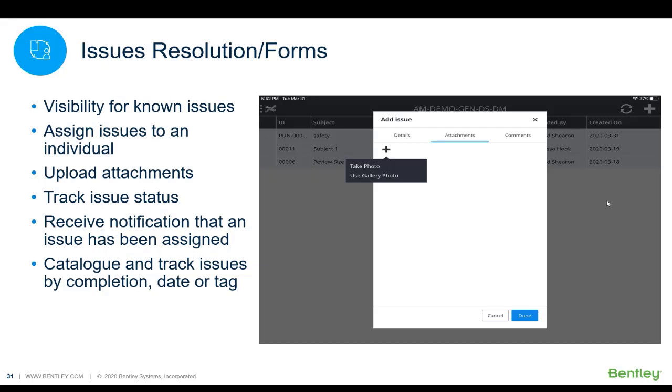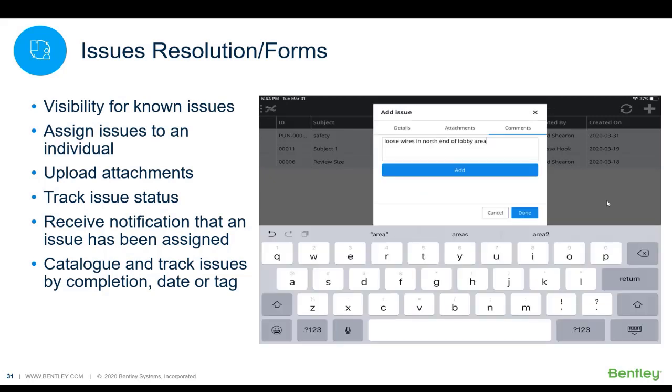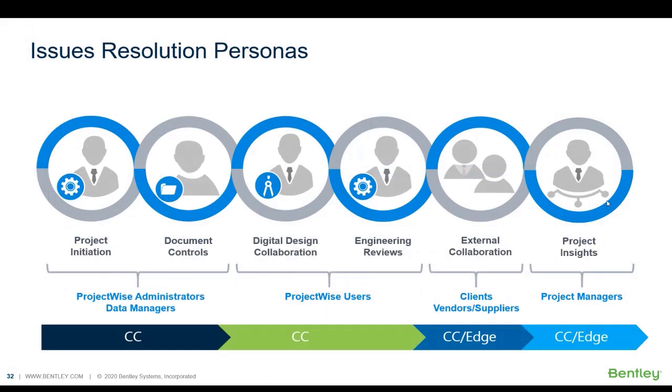I've gone in and I've activated my camera, so I go to the attachments tab on that same form as I'm creating this issue, and I've taken a photo of those loose wires and attached that as part of the issue. And then if I have any additional comments, I can go into the comments area and fill that in on my tablet out in the field and include that as all part of that issue. So with our issues management combined with our forms tool, it really gives us a great mechanism to catalog and track all those issues and report on them.